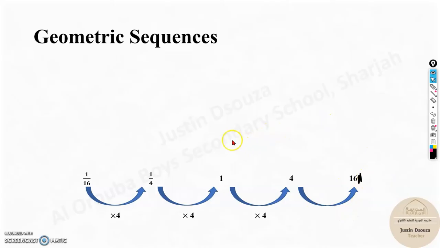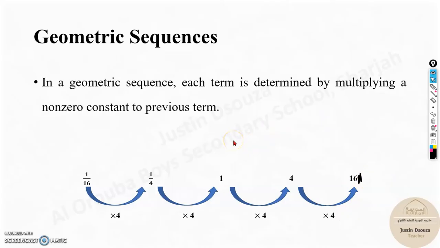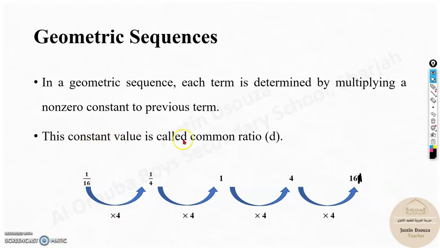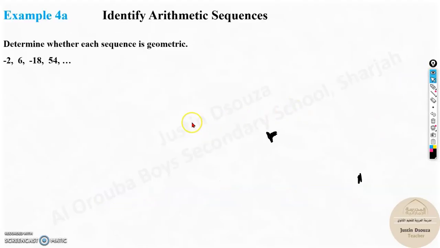So this is a geometric sequence. In a geometric sequence, each term is determined by multiplying a non-zero constant to the previous term. Obviously, it can't be 0. If you multiply by 0, you're just going to get 0. The constant value is called the common ratio, and it's not d, it's r. Sorry, I was very sloppy in doing this presentation. It's r over here, and these terms d and r you will learn more about in the coming lessons.